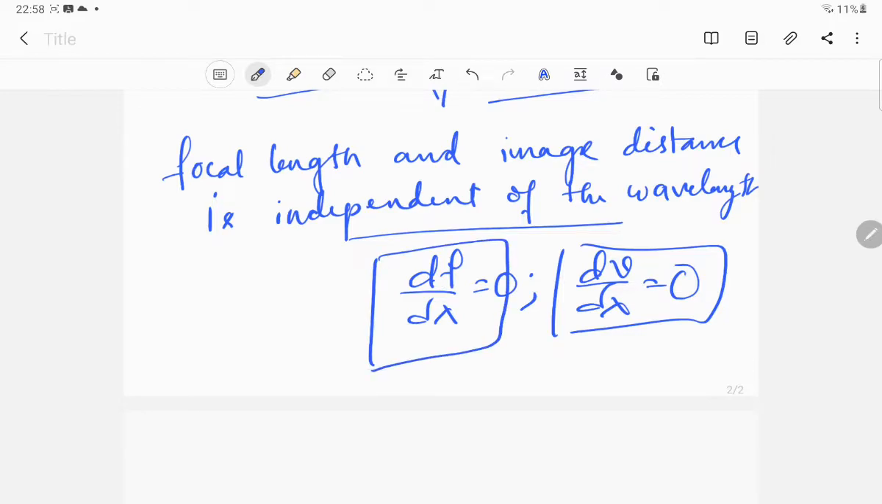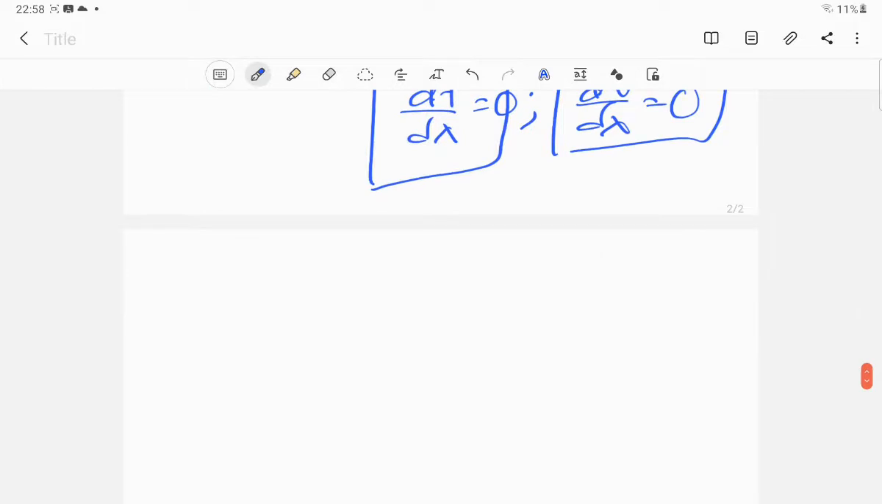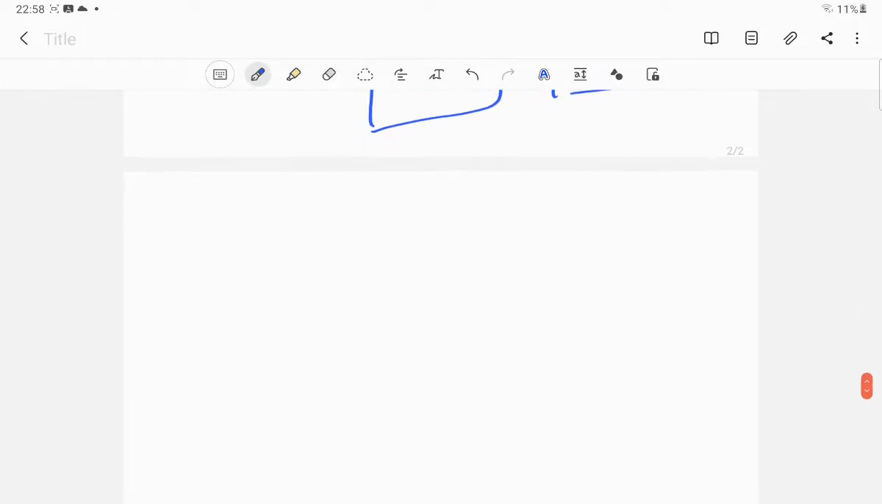Achromatism is a phenomenon by virtue of which you remove the chromatic aberration from a lens, or from an optical system. Any system in which there is no chromatic error or chromatic aberration is called an achromatic system. Fine. So there are two ways of removal of chromatic error.